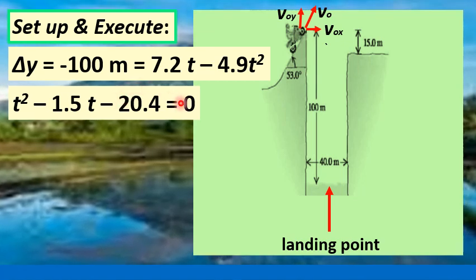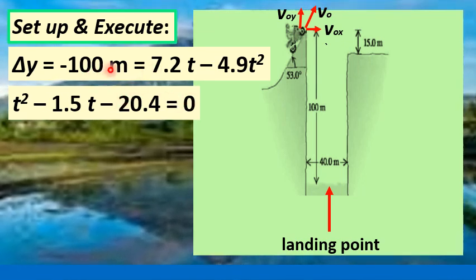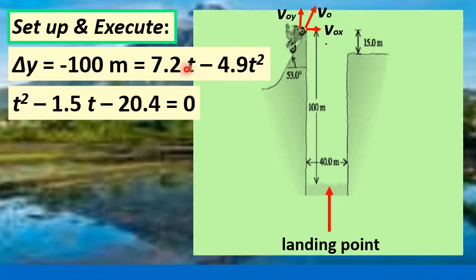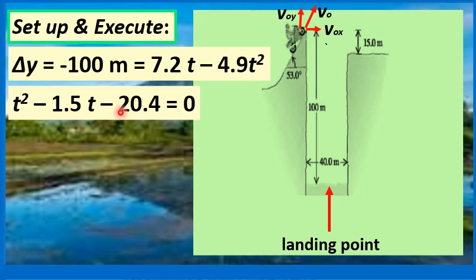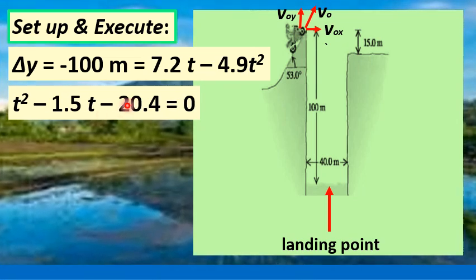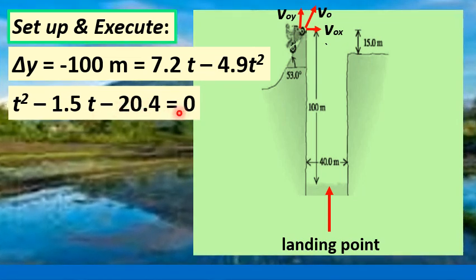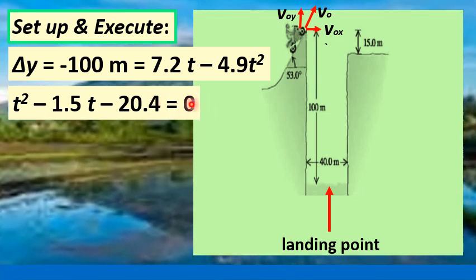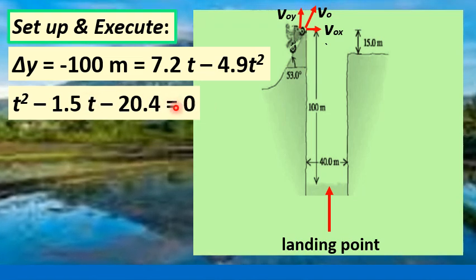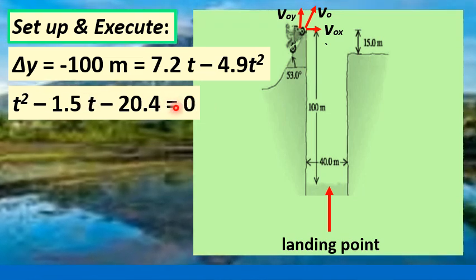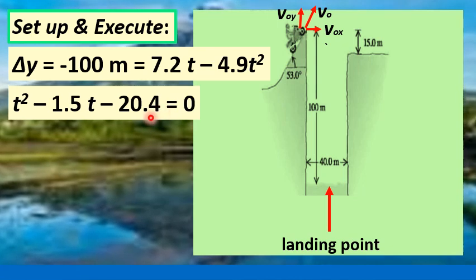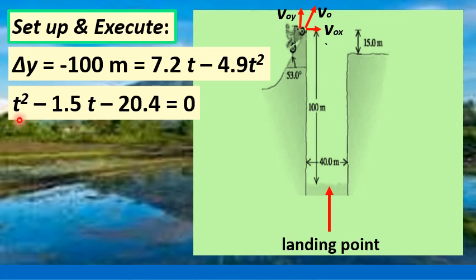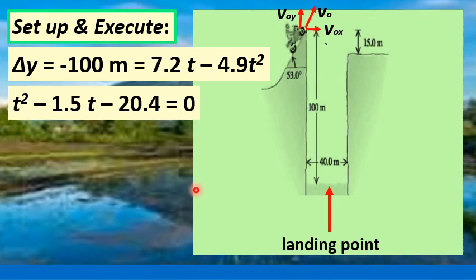And in the case of negative 100 divided by 4.9, we got minus 20.4. All of this is equated to 0. This is our simplified quadratic equation. So using the quadratic formula, we can determine the value of the time t.